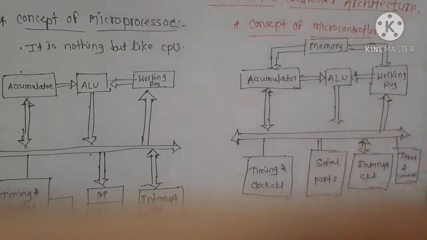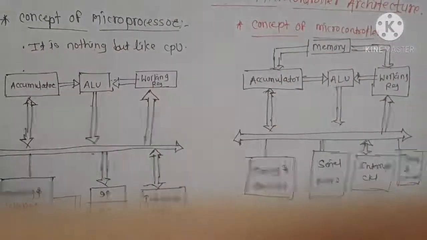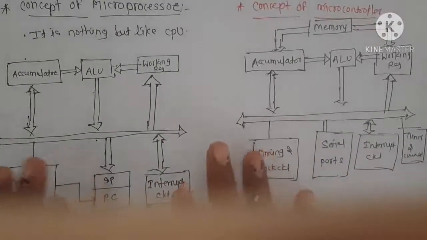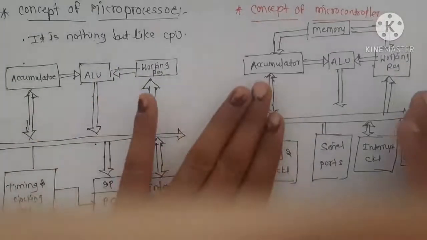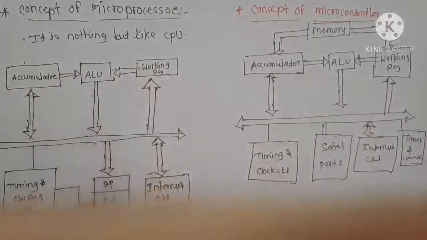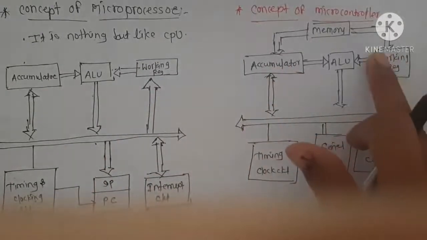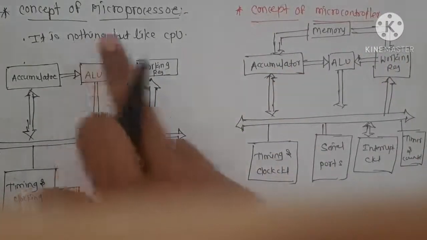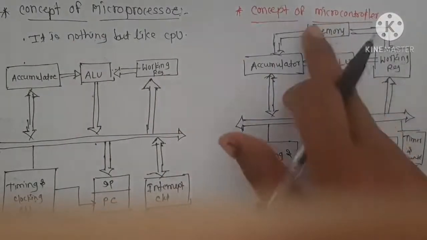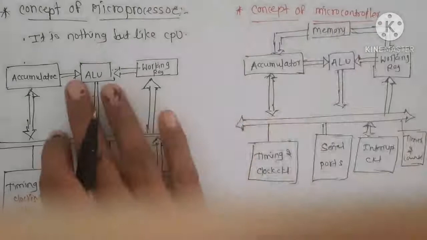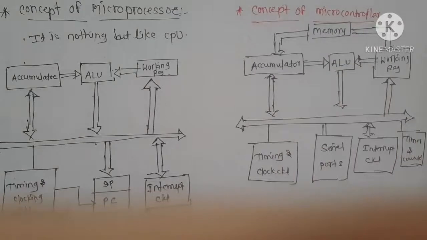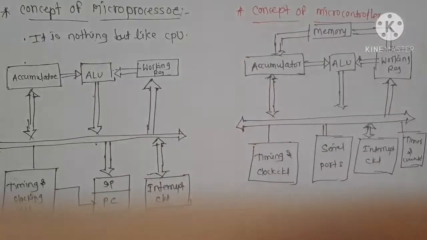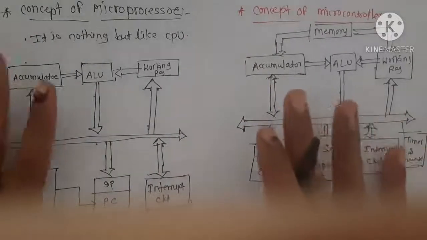That's why we use a microcontroller instead of microprocessor, because here you are observing that this is the block diagram for microprocessor and this is the block diagram for microcontroller. All the circuitry of the microprocessor is present in the microcontroller. Additionally, memory is present here. That's why microcontroller is used instead of microprocessor, and that's why in the FMA subject we see all the information about the 8051 microcontroller.